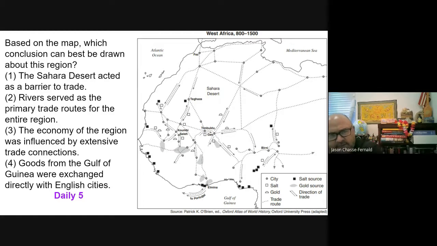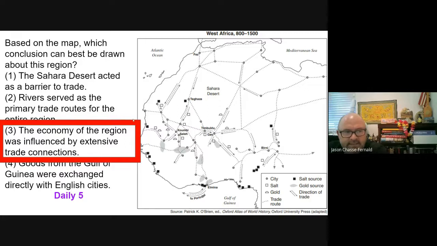Let's take a moment and have a really good look at this map, looking at West Africa from 800 to 1500. Based on the map, which conclusion can best be drawn about this region? Go ahead and pause and start when you're ready. All right, hopefully you got the correct answer as 3: the economy of this region was influenced by extensive trade connections.